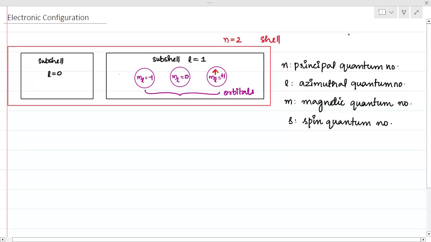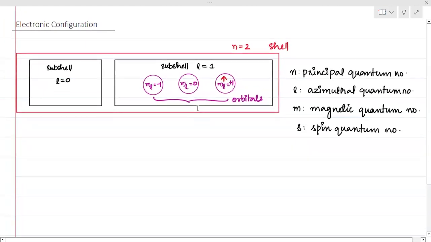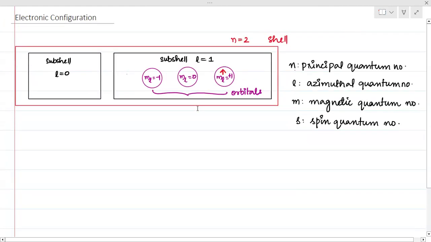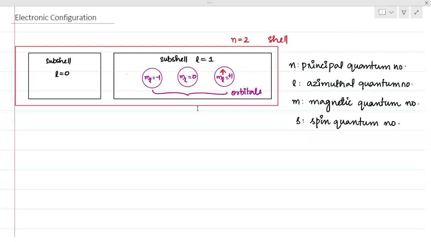Hello everybody. So we are back with the next video from the foundation series. And today's topic of interest is going to be electronic configuration. Okay. So just a quick revision on what was dealt in the previous session.